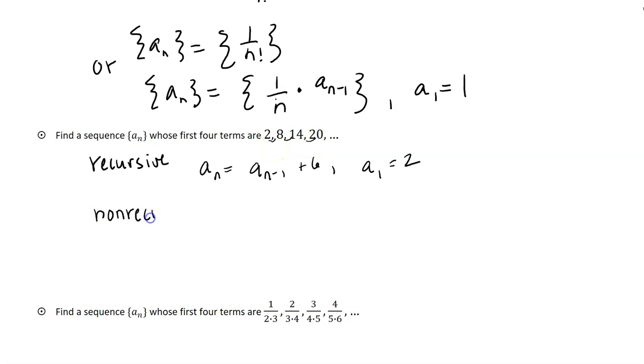Non-recursively, if I don't want a recursive formula for some reason, I could just say a sub n is equal to, let's see, if we want n to be 1, I could do 6 times 1 minus 4, see if that works. 6n minus 4, so this would be 12 minus 4, this would be 6 times 3, which is 18 minus 4, and 6 times 4 is 24 minus 4. So this would work as well, and you wouldn't need a base case.